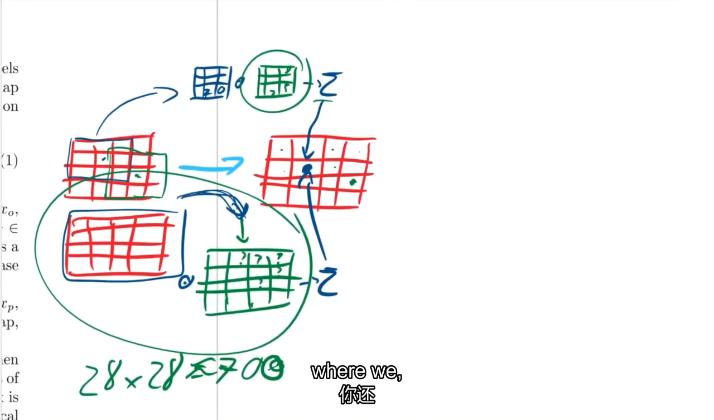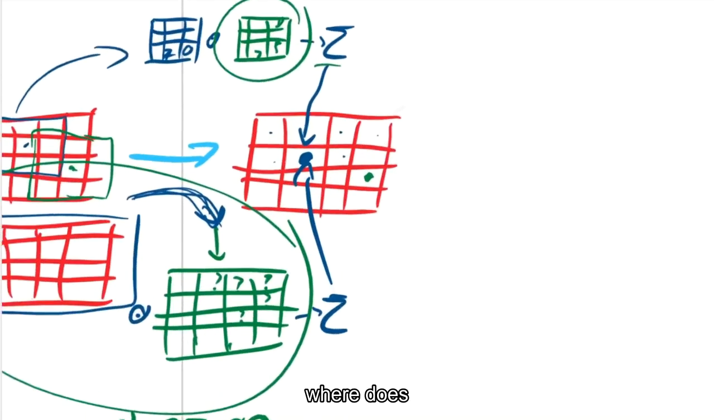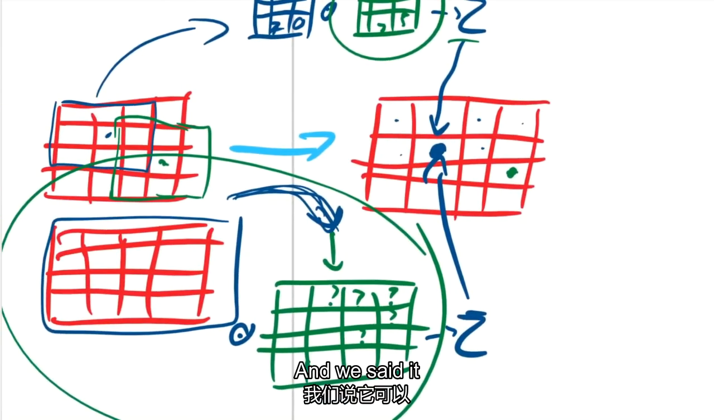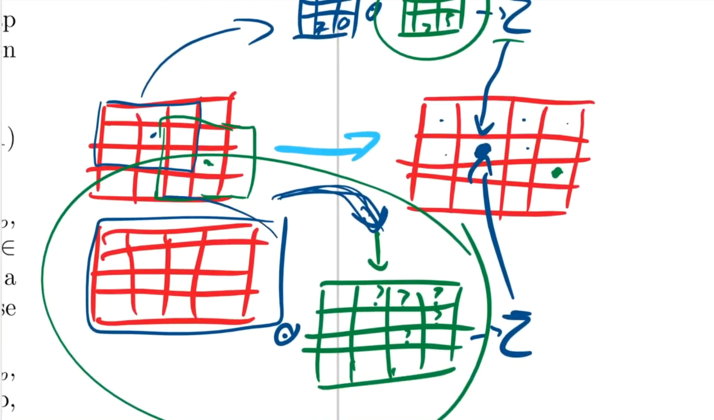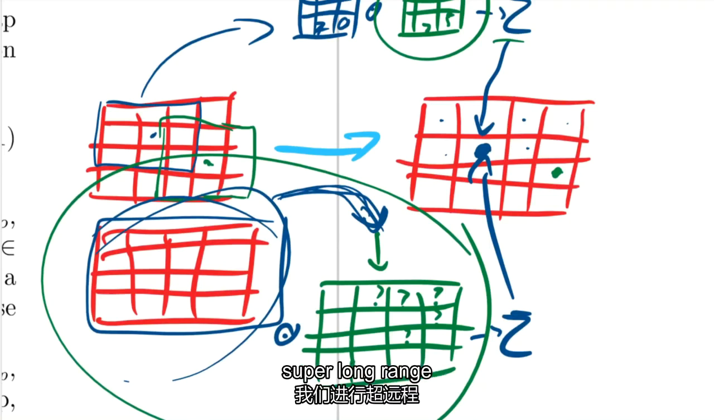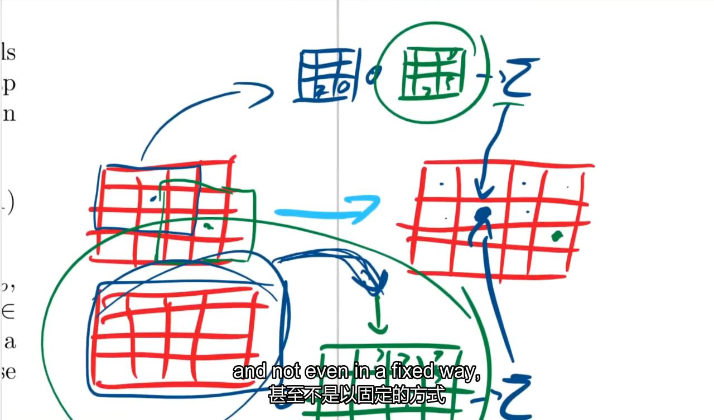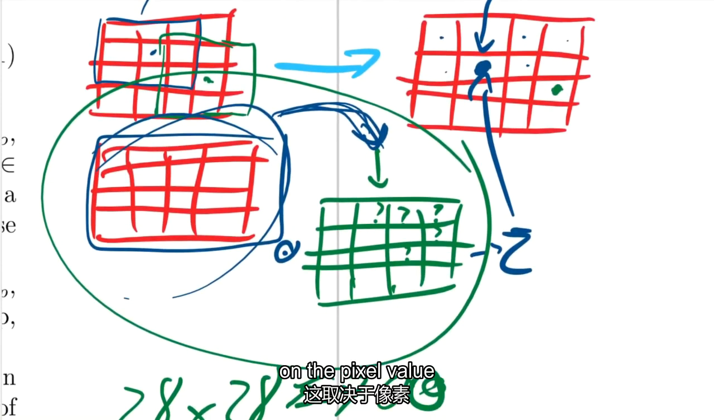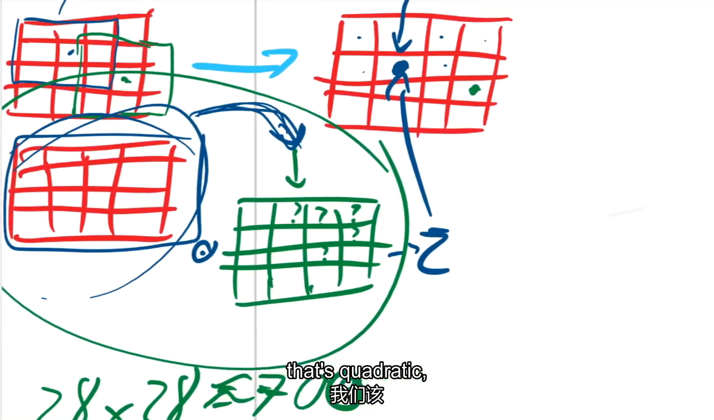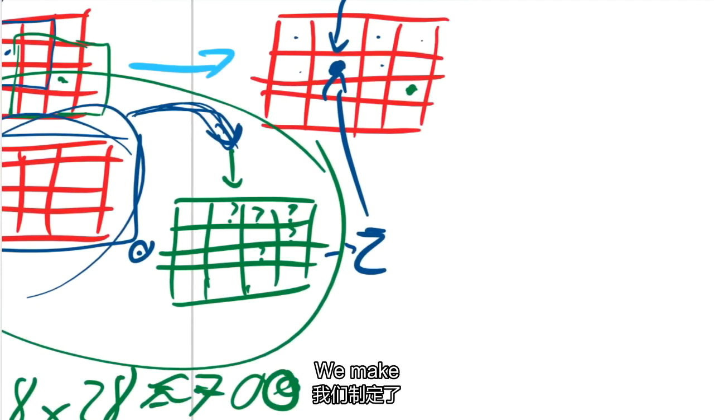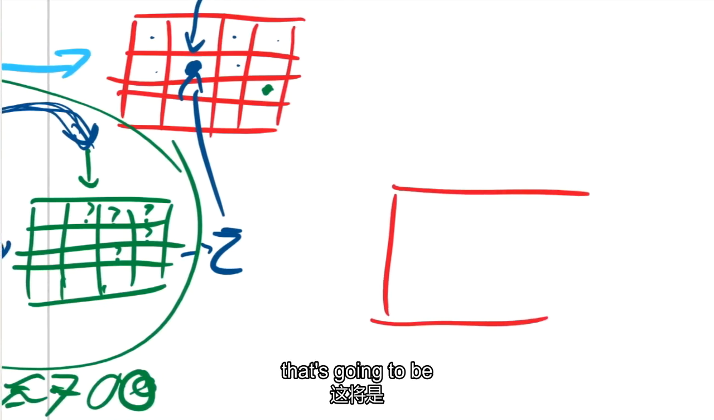Remember when I asked where the information for a given pixel comes from? We said it can come from anywhere in the attention framework. That's good because it allows us to make super long range connections. Any pixel can aggregate information from any other pixel, and not even in a fixed way, but in a dynamic way, depending on the pixel value itself and the other values. That turns out to be expensive, right? Every pixel with every pixel, well, that's quadratic. So we make a third method that's going to be a compromise.